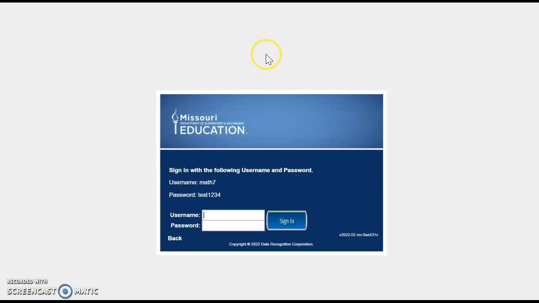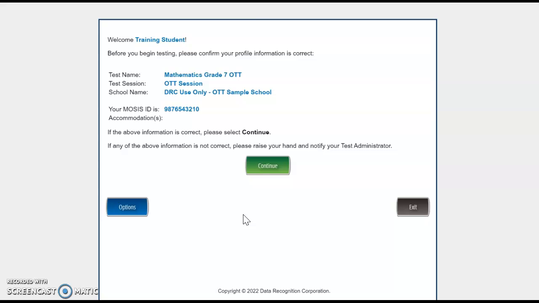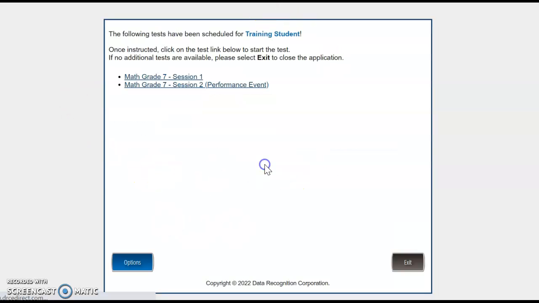And when I click on that, it's going to bring me to this username and password page. On the actual MAP test, it won't give you that. Your teachers will give you a slip of paper that has your specific username and password attached to it. However, for the practice test, we just copy in the username and the password that they gave us. And it brings you to this main page. You're going to click Continue.